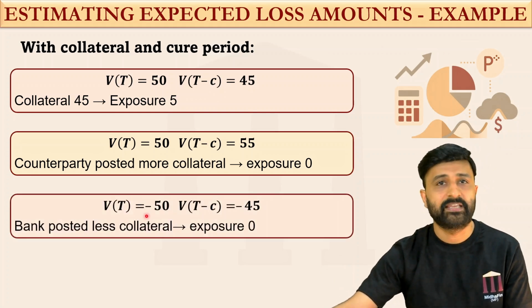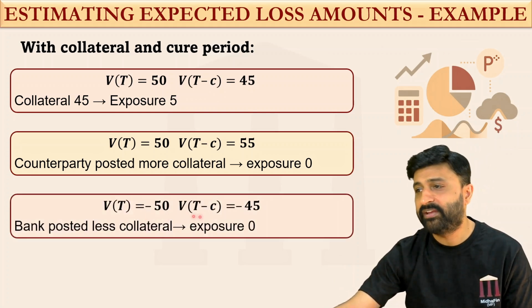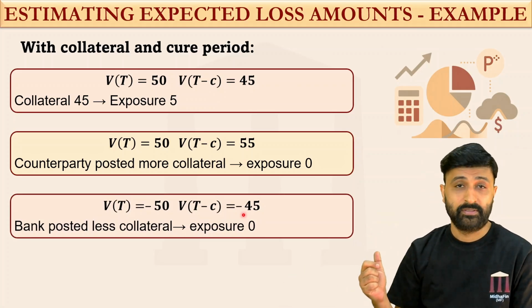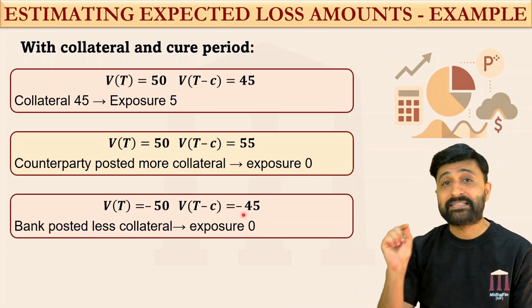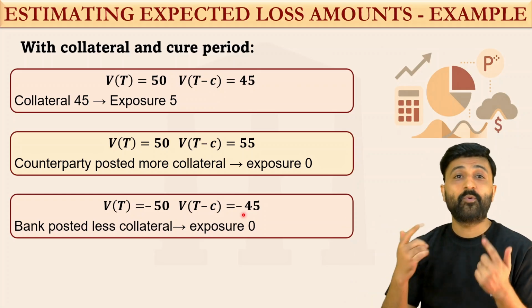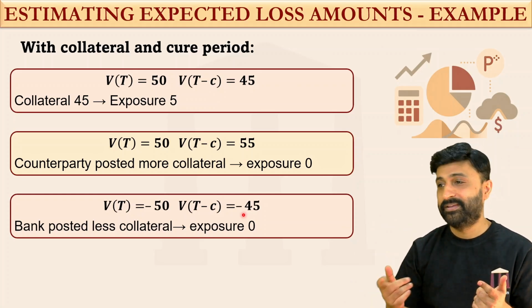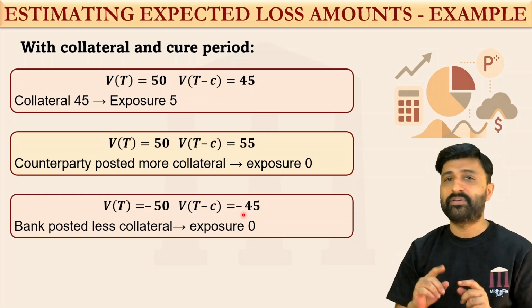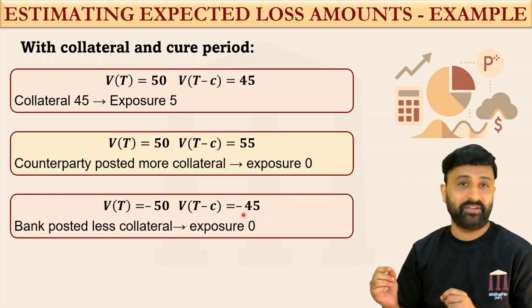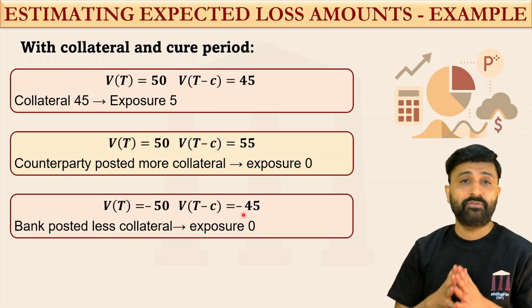Let's say this is the case. Vt is equal to negative 50 and Vt minus C is equal to negative 45. So we are flipping the direction now. Okay. The value to the bank is negative 50, which means that the exposure is actually on the other side. The bank owes the money to the counterparty. 20 days earlier, the value was negative 45, which means that the bank had posted collateral of only 45, less than the current liability of 50.